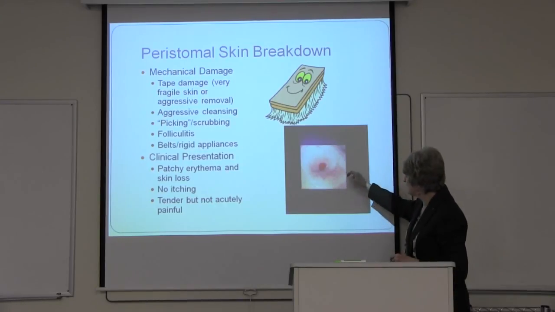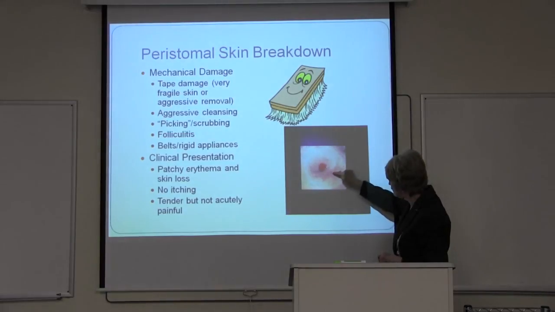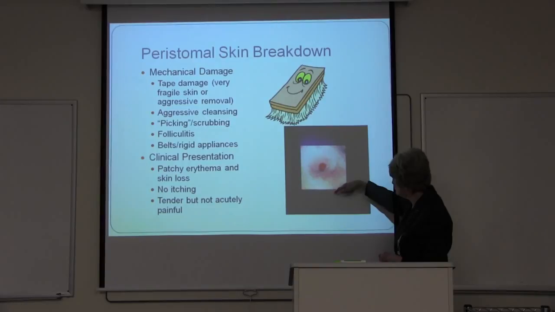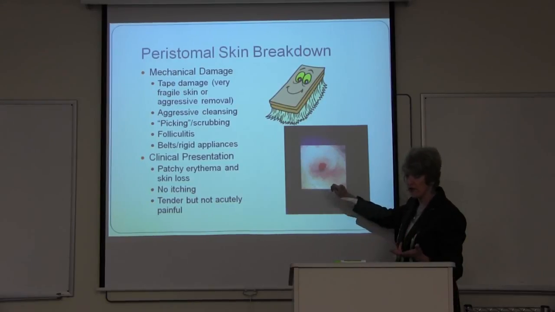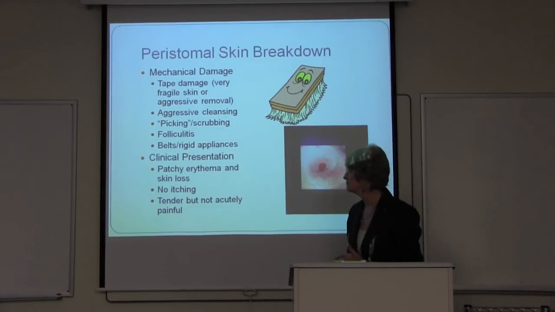Clinically, mechanical damage looks very much like this. So you might have some erythema, and then you have these little patchy areas of skin breakdown. This patient had two things. He was picking off paste. Also, he was not shaving his hair. He was just letting the hair grow into the barrier and then just snatching it off. So he had a folliculitis, and he also was picking.